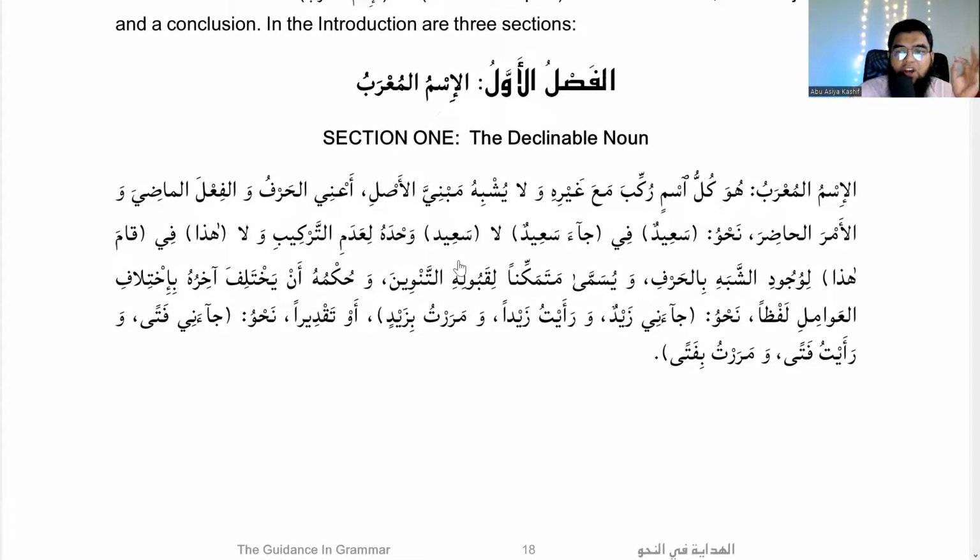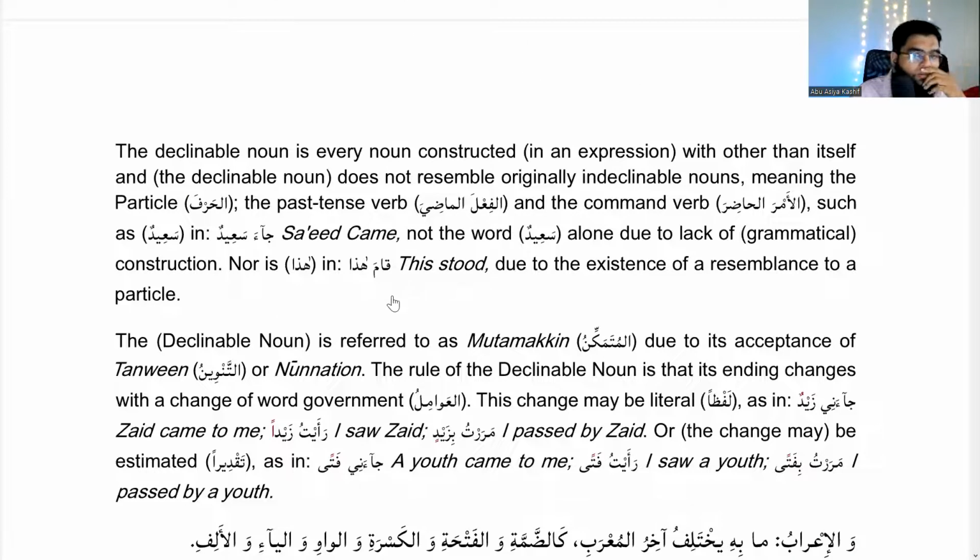ولا هذا في قام هذا. And not هذا in قام هذا. This one stood, this person stood. Why not هذا? Can we say هذا is معرب? No, we cannot say هذا is معرب. Why? لشبهه بالحرف. Because of its resemblance to a particle.